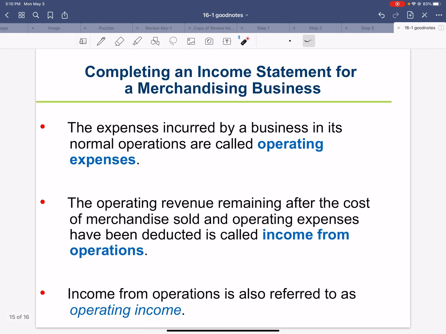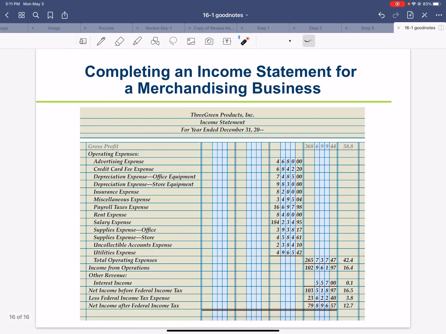The expenses incurred by a business in its normal operation are called operating expenses. The operating revenue remaining after the cost of merchandise sold and operating expenses have been deducted is called income from operations. And income from operations is also referred to as operating income. So we're going to take a look next at completing the income statement.